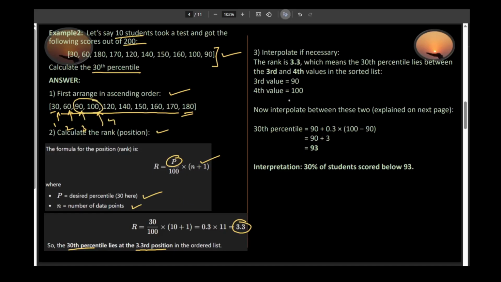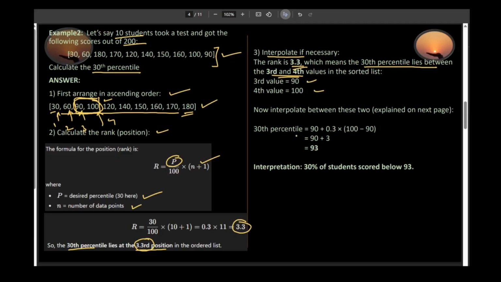So let's calculate that. On a side note, if this number had come out to be a whole number, let's say 3, 4, 5, then it would have been easy to just look over here and tell you exactly where that number is. But in this case, it's a decimal, so we're going to be doing interpolation. The rank is 3.3, so that means the 30th percentile lies between your third and fourth value. My third value is 90, my fourth value is 100. Now we interpolate between these two.